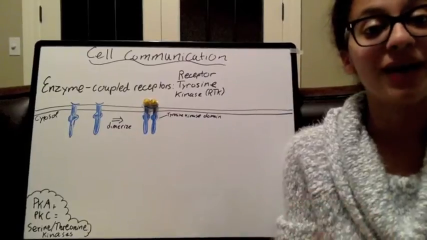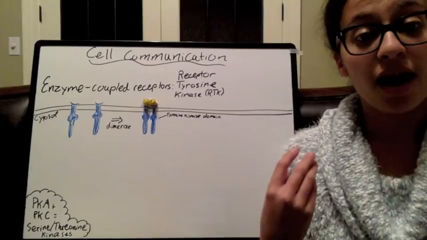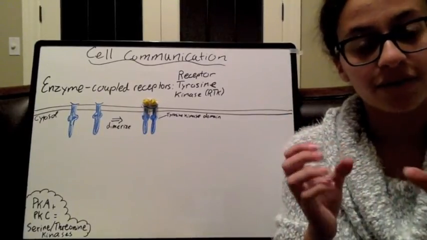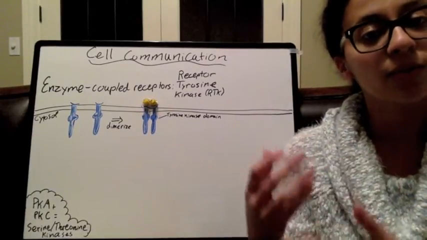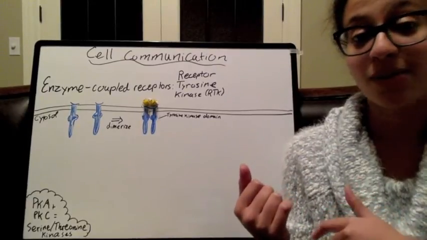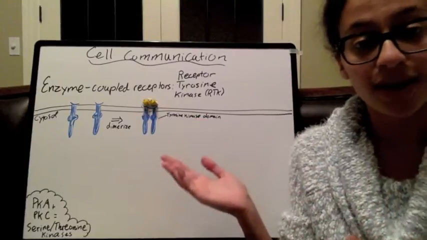Let's talk about enzyme-coupled receptors. So remember that these are receptors that either are part enzyme themselves or have a domain that is an enzyme, or they are associated with another enzyme. So let's look at a more specific example, and that is receptor tyrosine kinases, or RTKs.